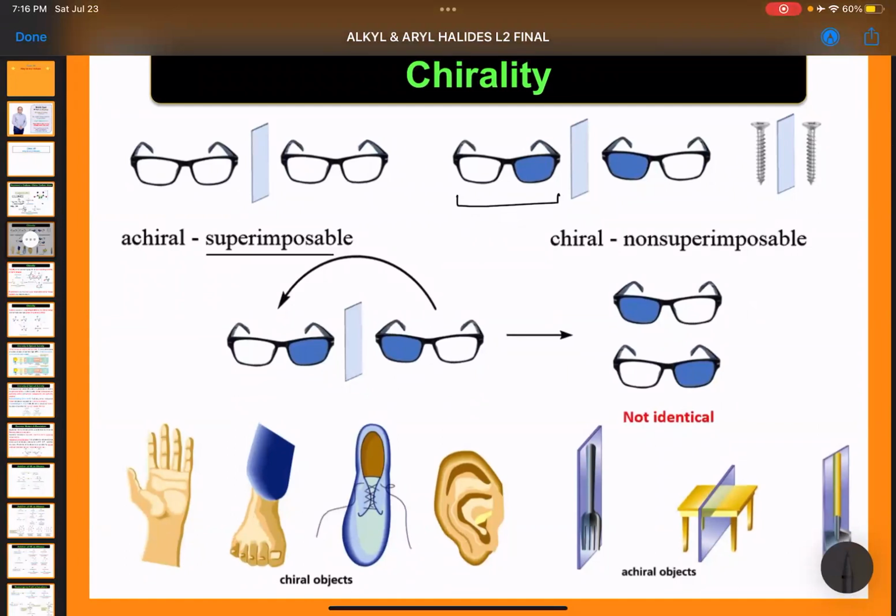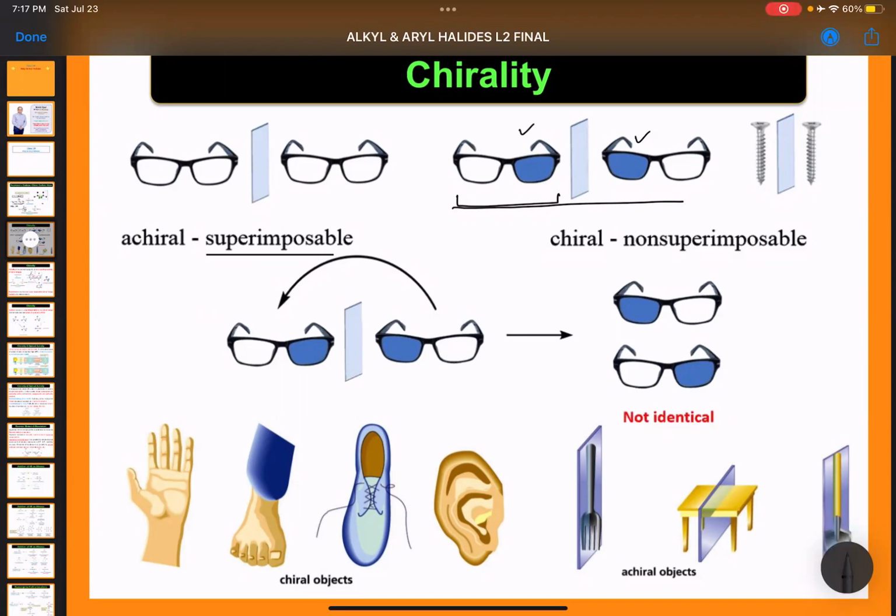Okay. So if you draw the mirror image, in this one the right lens is blue colored. And in the mirror image, it is the left lens which is blue colored. So if you try to bring them together, they will not superimpose. Right? So it is a chiral thing. It is a chiral object. This property can be assigned to objects also. This property can be assigned to molecules also.